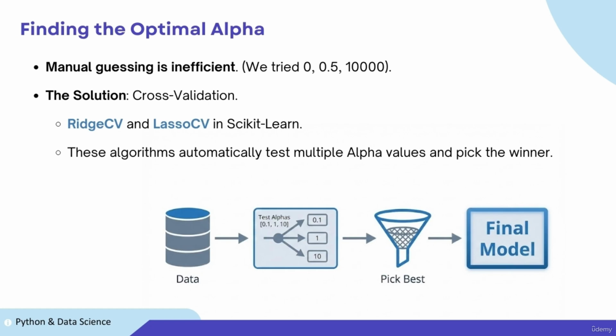So, how do we prevent this? How do we find the optimal alpha? Guessing is inefficient. We use cross-validation. In Python, we use the algorithms RidgeCV and LassoCV. These tools automatically test a list of alpha values, say 0.1, 1.0, and 10.0. They split your data multiple times, test each value, and tell you which alpha minimizes the error. It automates the trial and error process.